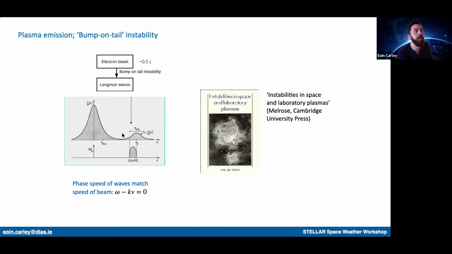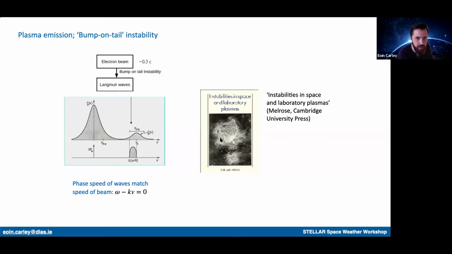How we actually measure or observe this, or theoretically treat it, is we look at the distribution of Langmuir waves or plasma oscillations. They're the same thing, or almost the same thing. So this is Langmuir wave energy with respect to speed, and we get growth of Langmuir waves in this region of velocity space here. In fact, you get a growth of Langmuir waves when the phase speed of the waves matches the speed of the beam, okay? This is what causes the instability.